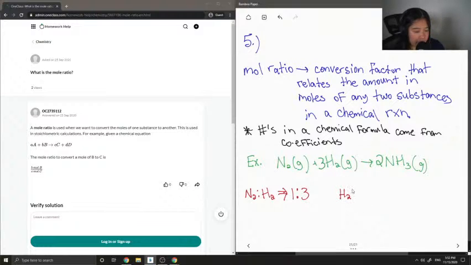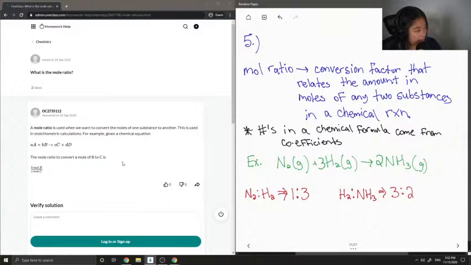Again, from this equation, if I were to try to find the molar ratio of hydrogen to NH3, let's look at their coefficients. It would be a molar ratio of 3 to 2. So this shows that 3 moles of hydrogen is needed to produce the 2 moles of NH3.